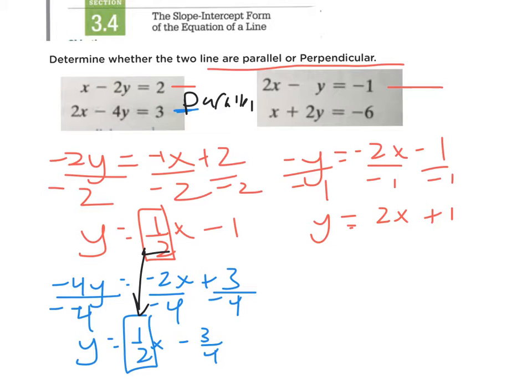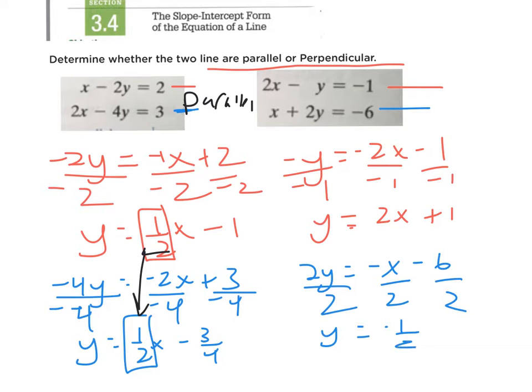So now I'm going to do the second one the same way. I'm going to move the x over, so I have 2y equals a minus x minus 6. I'm going to divide everything by 2. When I divide everything by 2, I'm going to get y equals a negative 1/2 x minus 3.